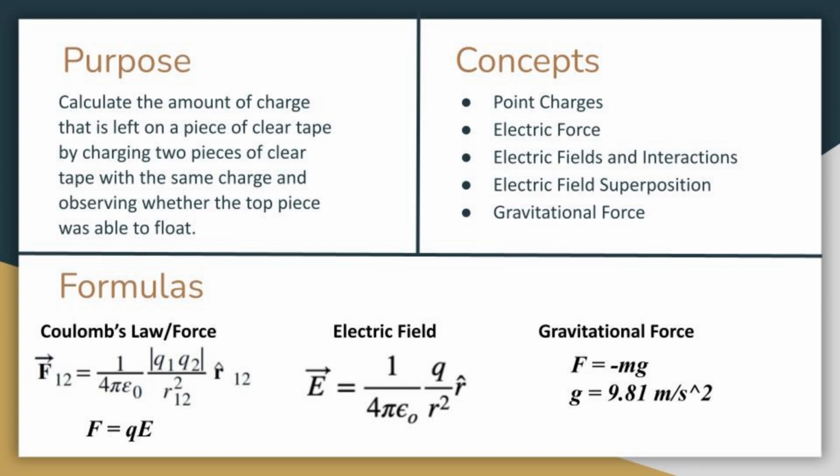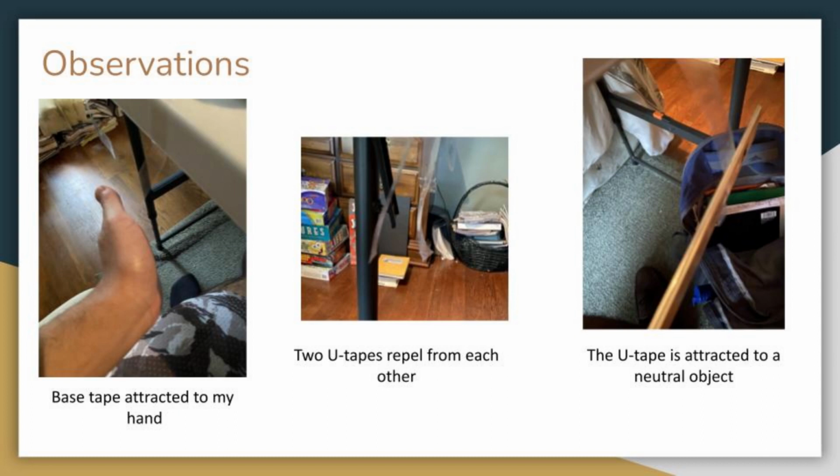The electric force can also be simplified to be just F equals Q times E. Gravitational force was also incorporated into this experiment, which is F equals negative mass times acceleration due to gravity. These equations were used in the computational model to calculate the electric charge. Now on to the observations.